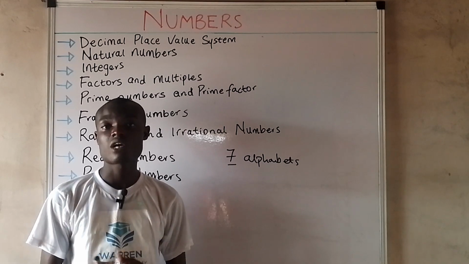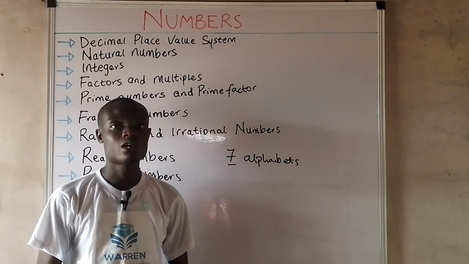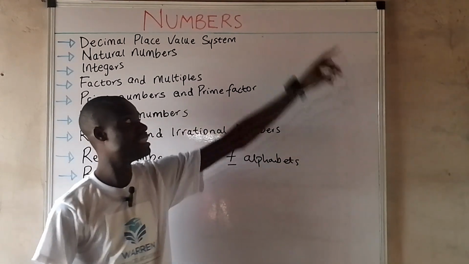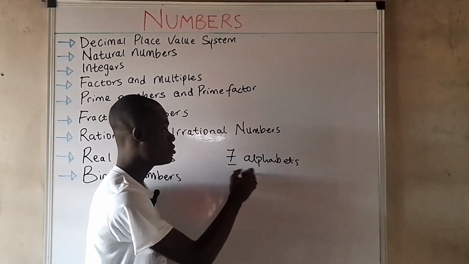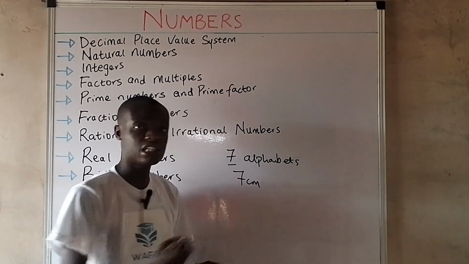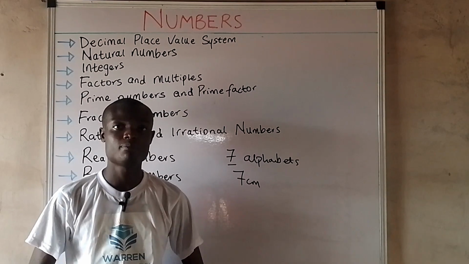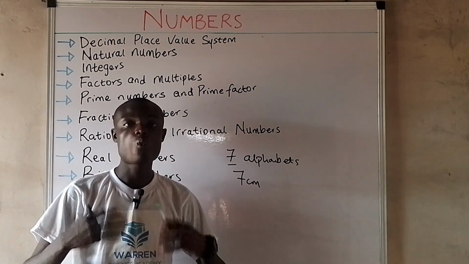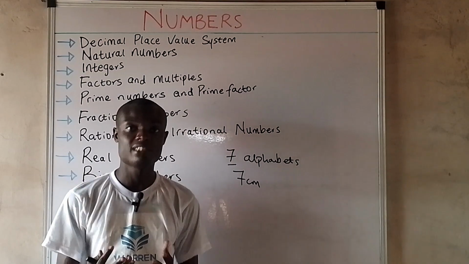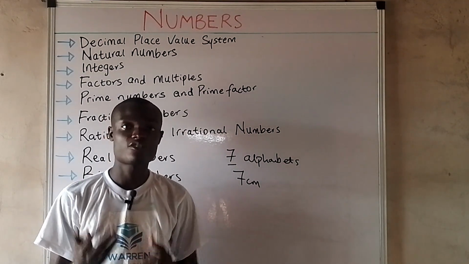Also, we can use numbers to measure. I can take a tape and measure the length of this board and tell that the length of the board is 7 centimeters or 7 meters, as the case may be. So I can also measure a football field and tell that the length of the football field is 120 meters. So that is the importance of numbers in measuring.